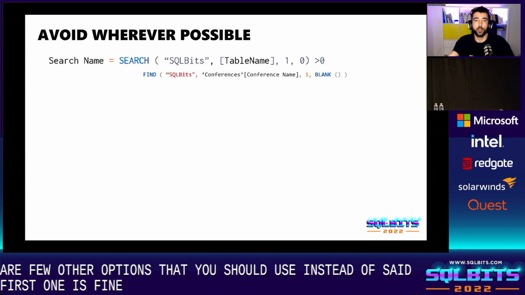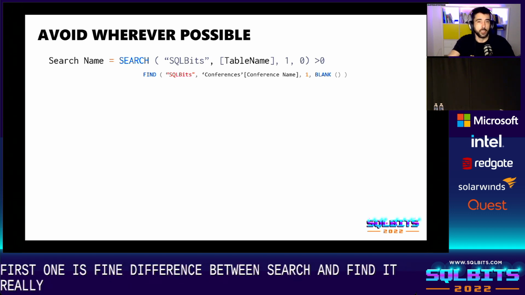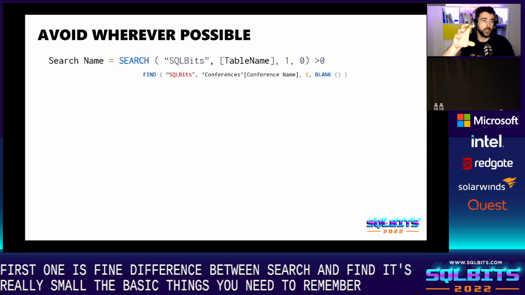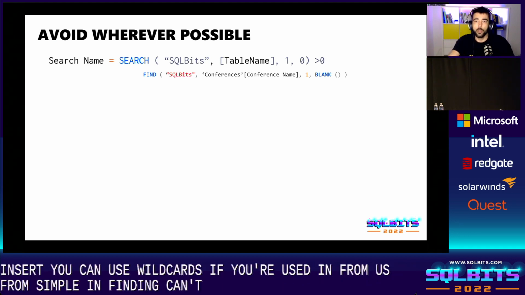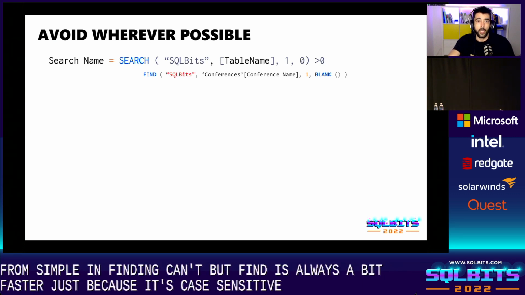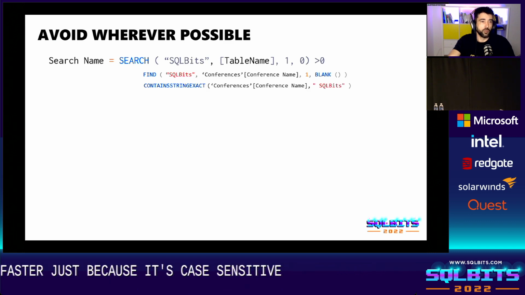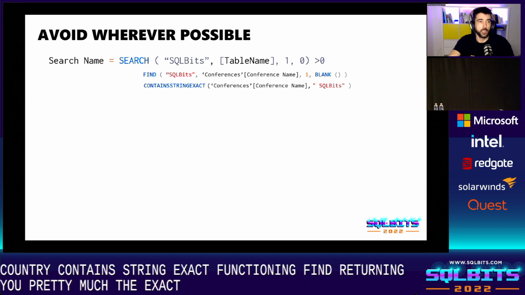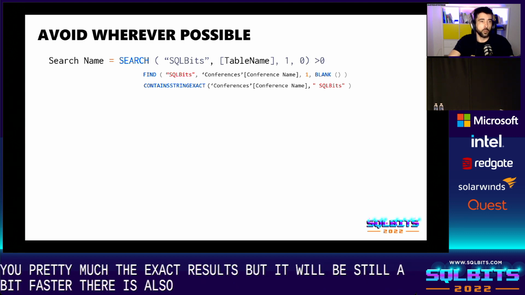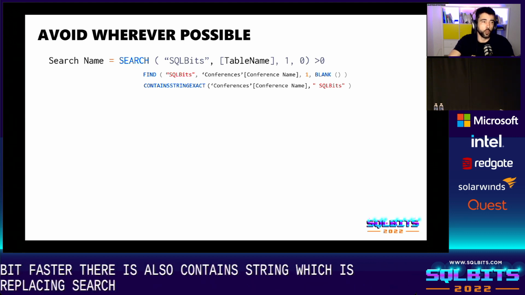The difference between search and find is really small. The basic thing you need to remember is that in search, you can use wildcards if you're used to it from SQL. In find, you can't. But find is always a bit faster just because it's case sensitive. The other option you can use is contains string exact. A bit newer function than find, returning pretty much the exact results, but it will still be a bit faster. There is also contains string, which is replacing search and is a bit more optimized.